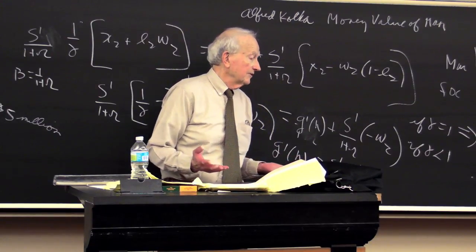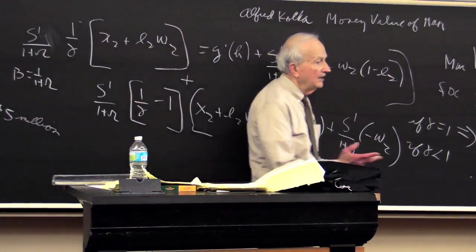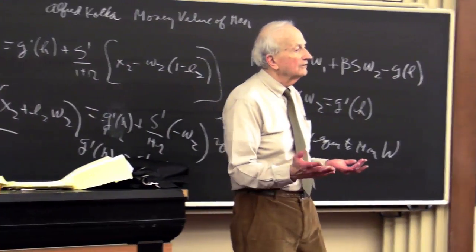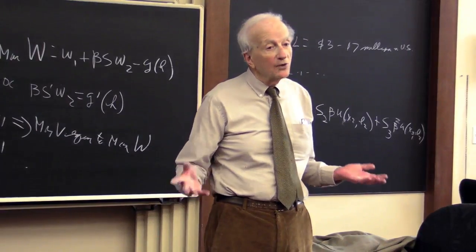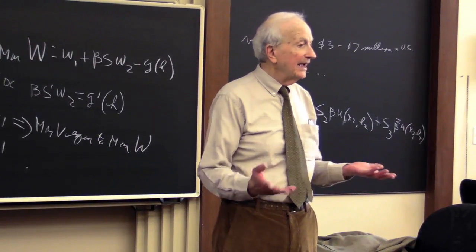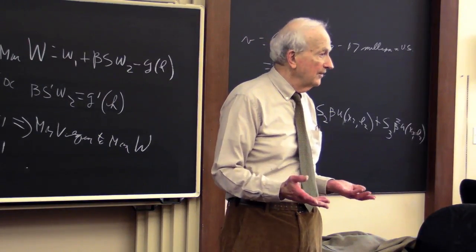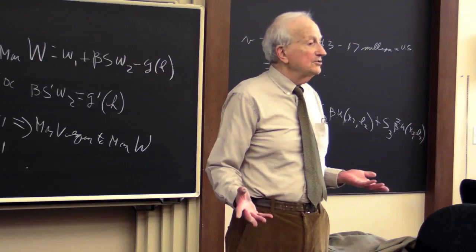Now, of course, these are rough calculations. Gamma may not be a half. The interest rate may be 5% rather than 4%. But still, you can get a number in the right ballpark. So this back-of-the-envelope calculation is very useful. It convinces a skeptic that these numbers make a lot of sense.